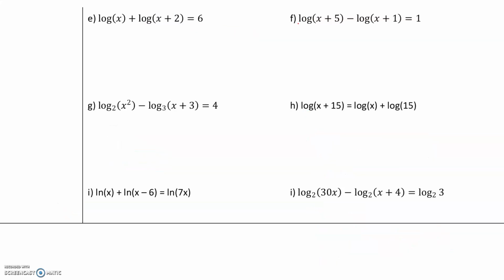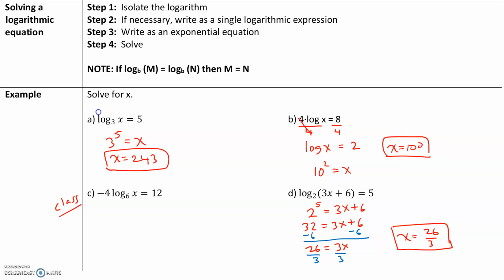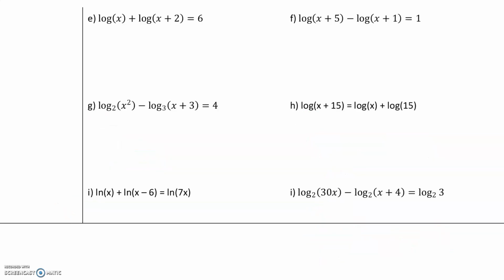So quick reminder. If we have log of m plus log of n, in other words, two separate logarithms, and we want to write them as a single log, then the addition turns to multiplication. So we have log of x times x plus 2, and that equals 6.